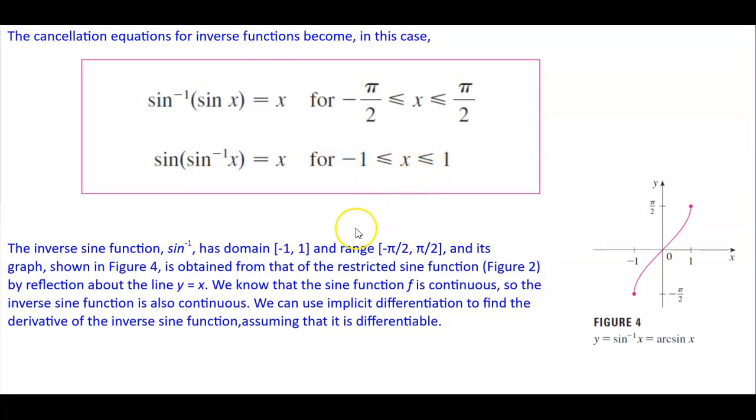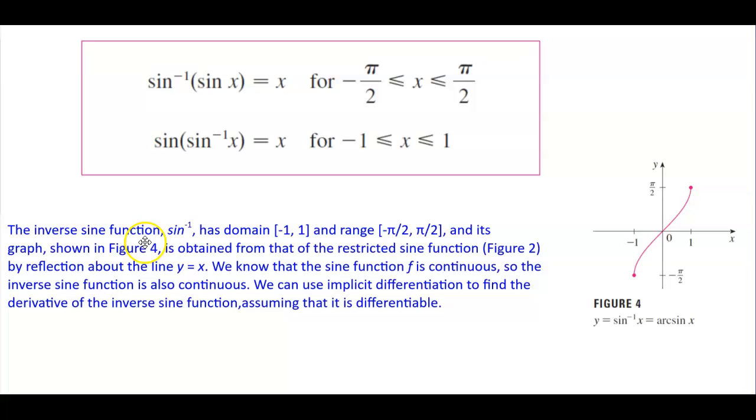Now, the inverse sine function, sine inverse, has the domain going from negative 1 to 1, you can see here on the graph, and the range going from negative pi over 2 to pi over 2. And its graph here is shown. Now, it is obtained from that of the restricted sine function by the reflection about the graph y is equal to x. Now, we know that the sine function f is continuous, so the inverse sine function is also continuous.